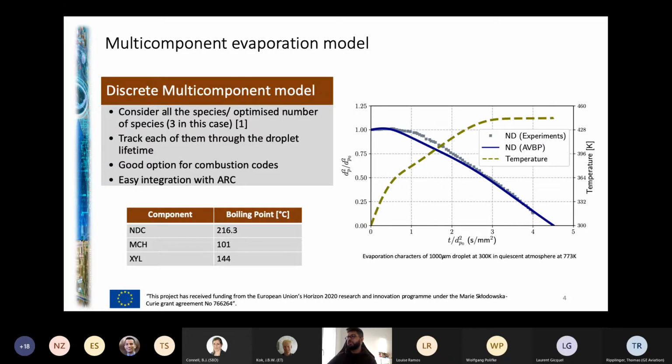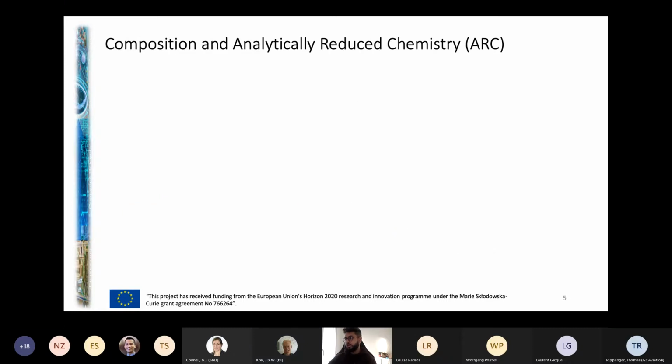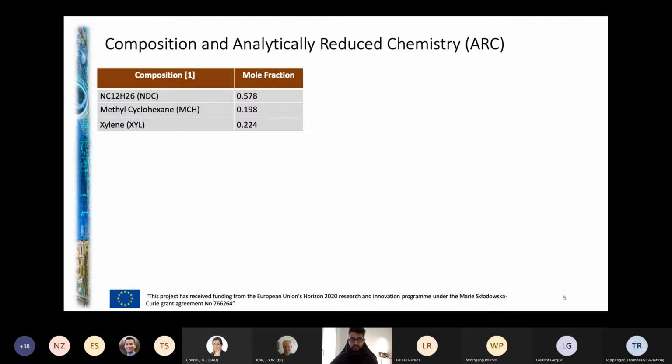What you will observe is that because of the high volatility of methyl cyclohexane, there will be a staged evaporation behavior, and you will have the cyclohexane evaporating first, and then later on you have n-dodecane. So these kinds of models were combined with chemistry. Here you have 3 different sets of fuels, and they are completely different hydrocarbon families. So how do you do that?